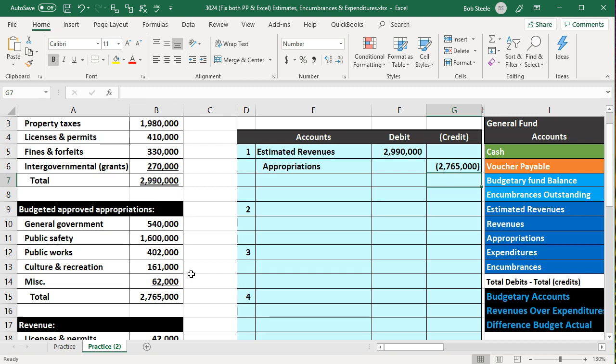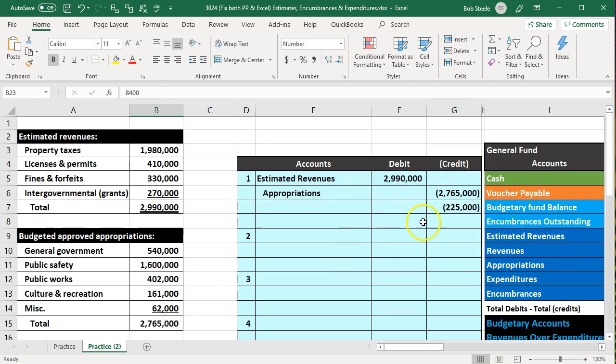I'm going to do that with the negative sum or plug formula, which is going to be negative SUM of these items, negative sum of these items. And so that's going to give us our difference in order to make the credits equal to the debits of the $2,990,000. And where's that going to go?